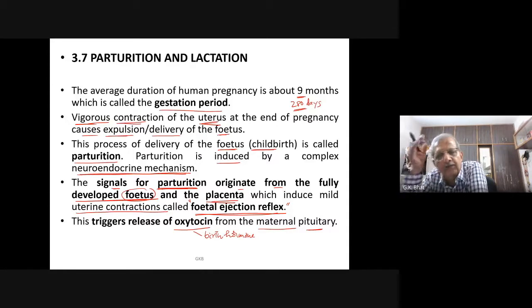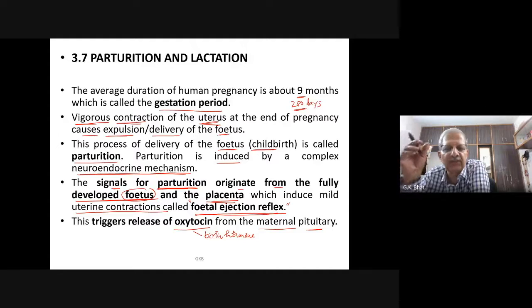When this signal passes to the brain, the signals for parturition originate from the fully developed fetus. Just prior to delivery, the fetus turns by 180 degrees, bringing the head of the fetus, which was up, down towards the cervical region. It rotates by 180 degrees, and the head of the fetus now touches the cervical region.